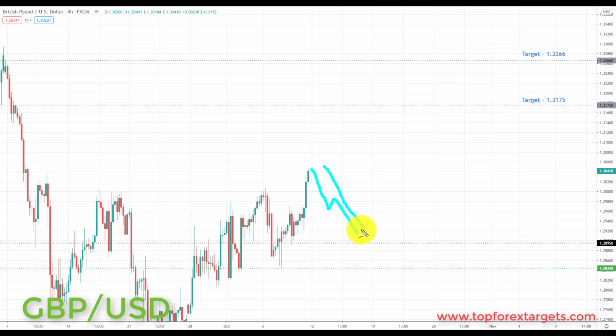And if we start to break out to the upside in pound dollar, we're going to be looking at initiating longs up towards the next key area of resistance, the upside target set, at the 1.3175.